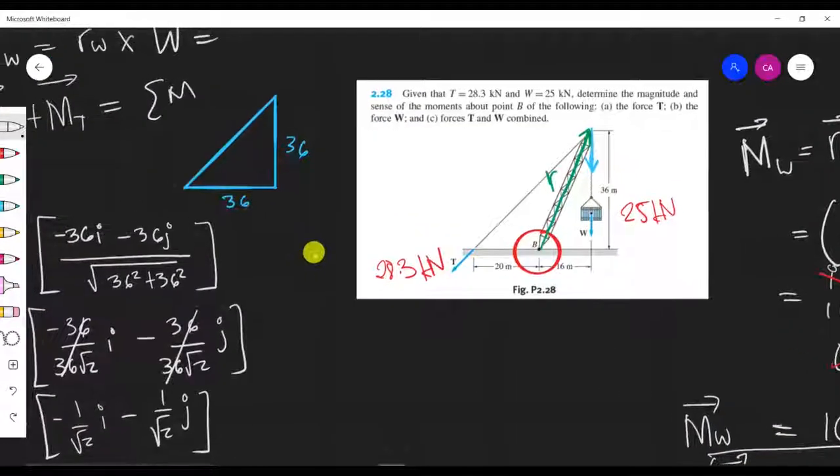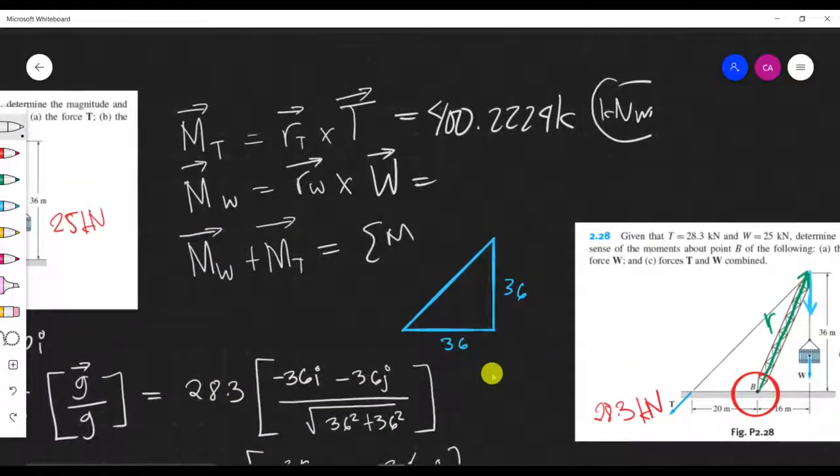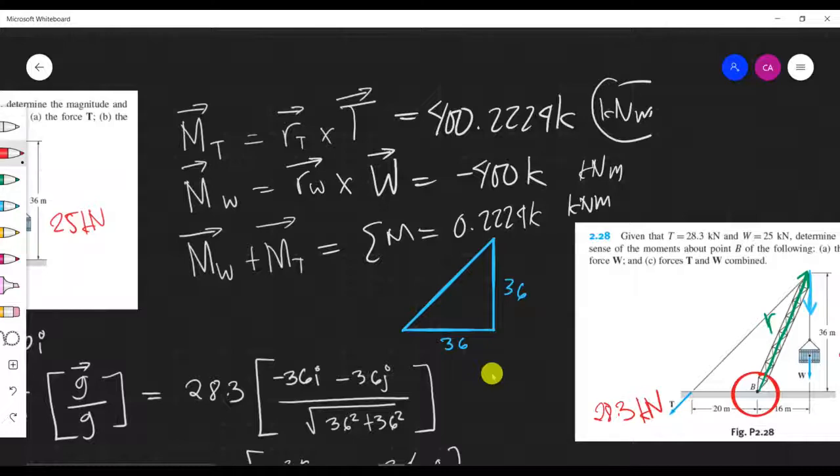Ngayon, since MW natin is negative 400 k kilonewton meter, what is the total moment? Pag pinag-plus natin yan, tama ba na 0.2224 k? Nakuha na natin sagot. Okay, check.